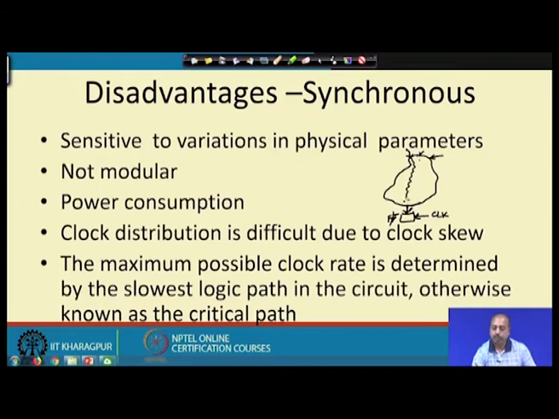One path may be like this going through several gates, another path may be like this, another path may be like this. Among these three paths, whichever path is the slowest, that is the critical path. This critical path delay will determine the maximum clock frequency at which I can operate the system. So, the slowest logic path in the circuit, the critical path, will determine the clock period. That is another problem with the synchronous sequential circuits.